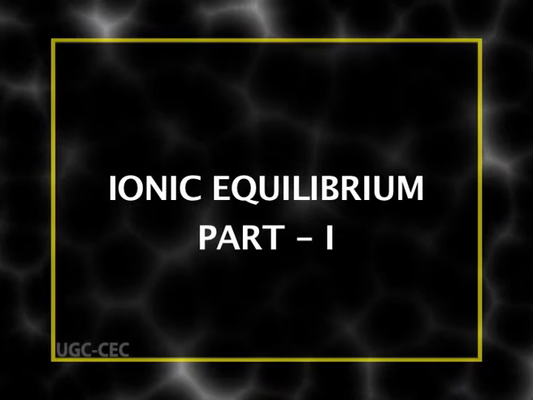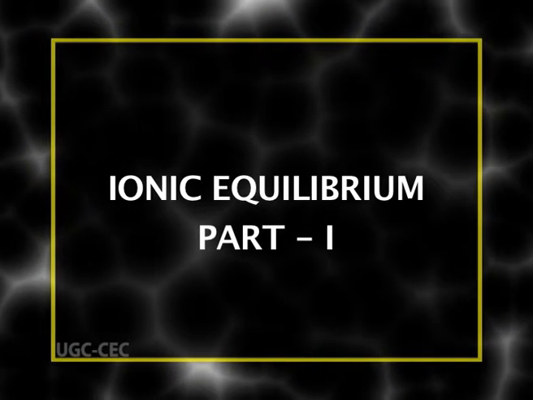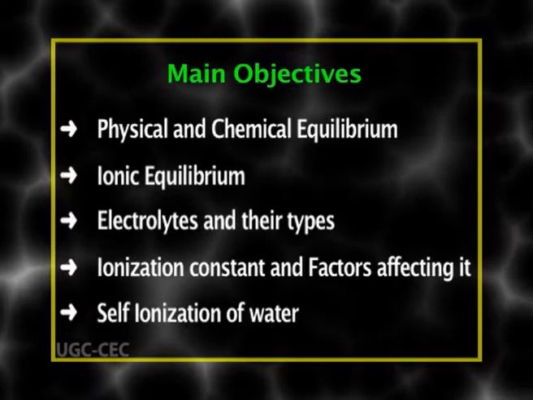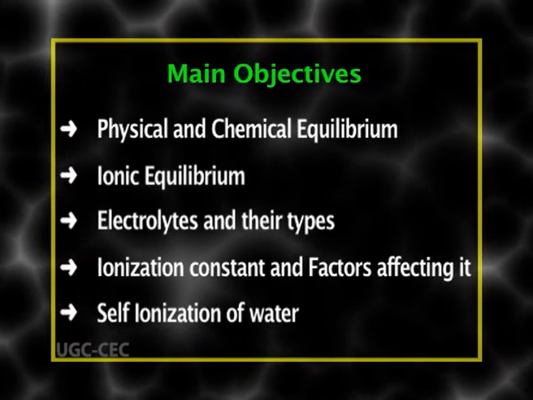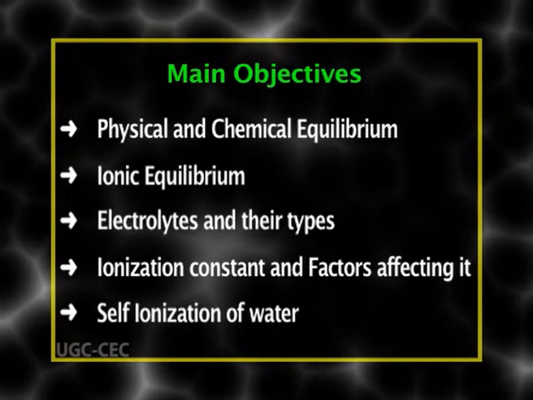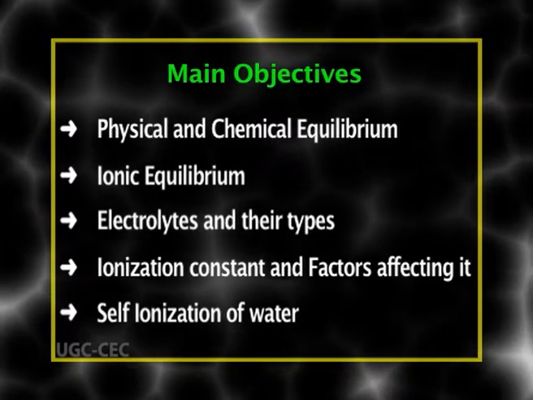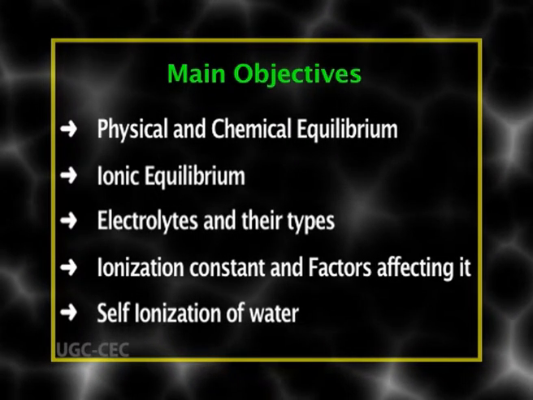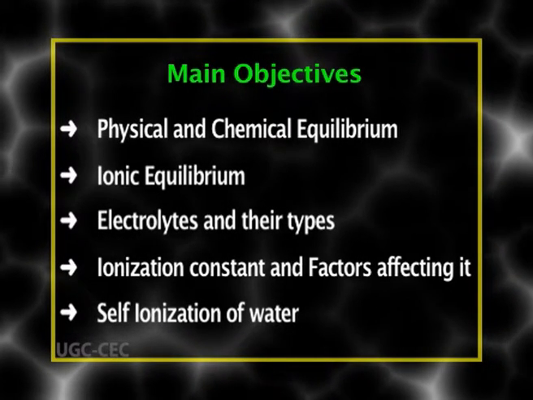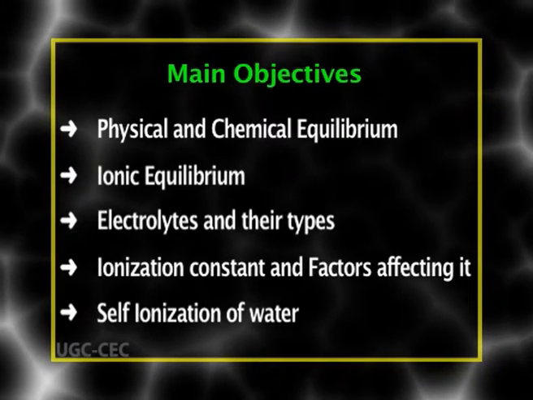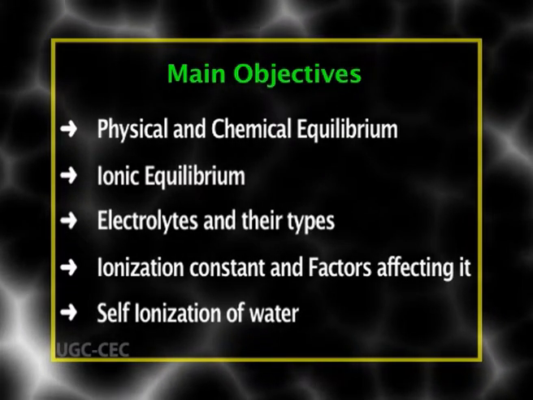Welcome students to the present lecture on the topic Ionic Equilibrium Part 1. In this lecture, we will discuss the following topics: physical and chemical equilibrium, ionic equilibrium, electrolytes and their types, ionization constant and factors affecting it, and self-ionization of water.